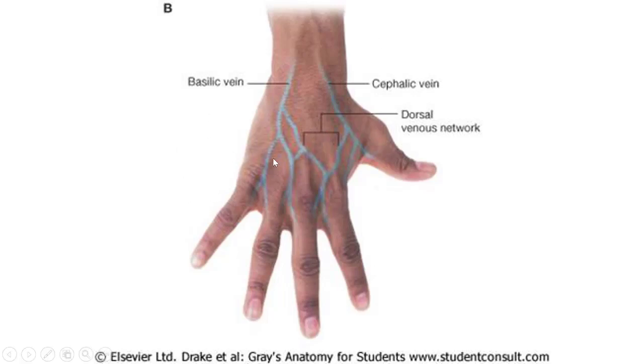On the dorsum of the hand, we have the dorsal venous network. From the dorsal venous network, the lateral or radial side makes the cephalic vein, and the medial or ulnar side makes the basilic vein. So we have two superficial veins in the upper limb, cephalic in the lateral and basilic in the medial. Now you have learned how these two veins are made. Their origin is the dorsal venous network, but one is lateral and the other medial.